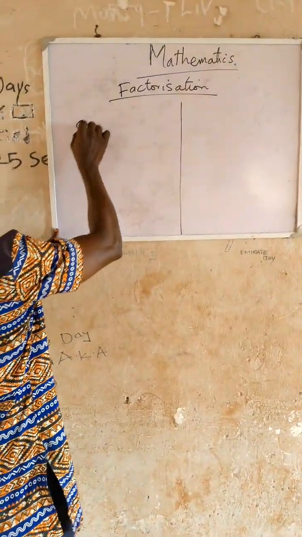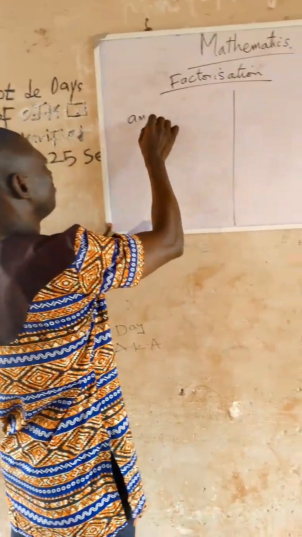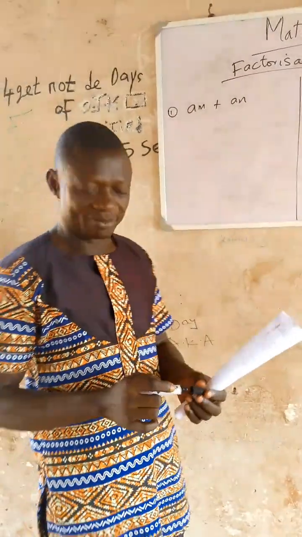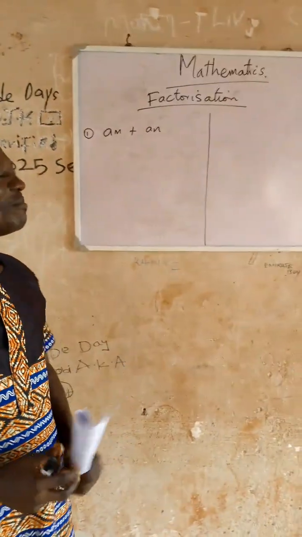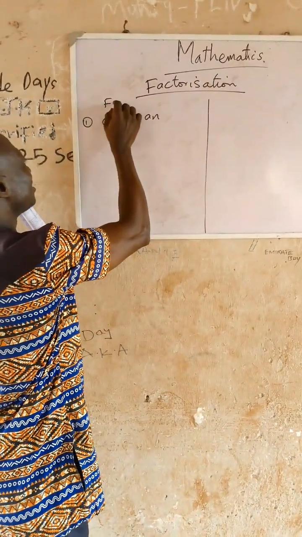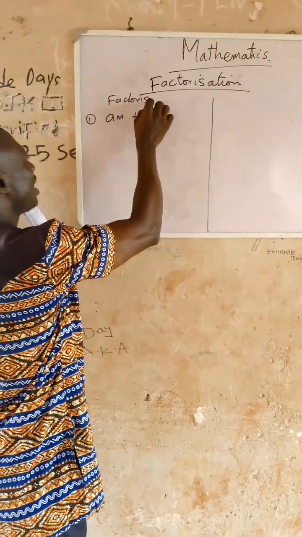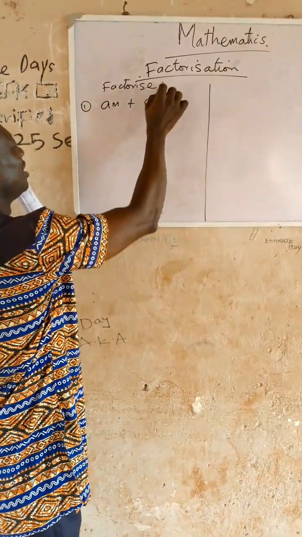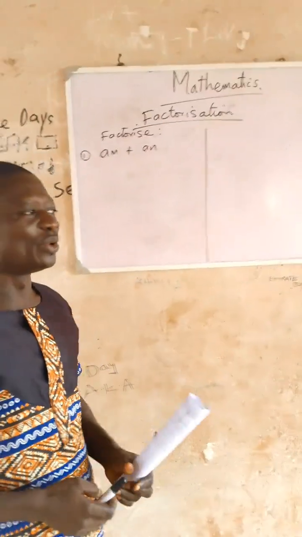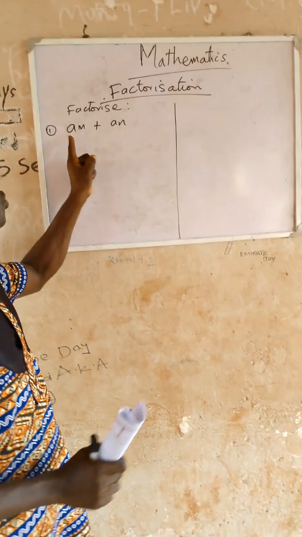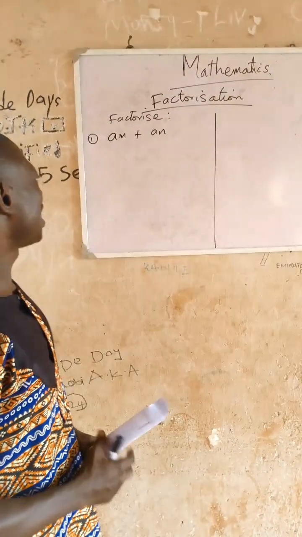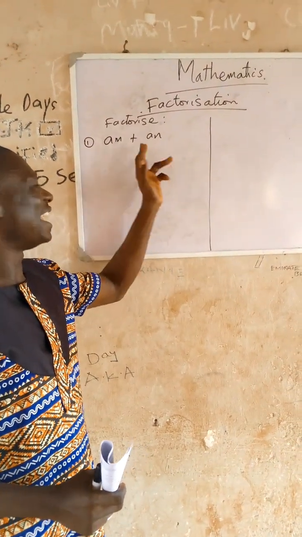If we have AM plus AN, let's have that as number one. AM plus AN, assuming they say factorize. Factorize AM plus AN. What do we do? First of all, we find the highest common factor of these two expressions. So, the HCF of AM and AN is what?